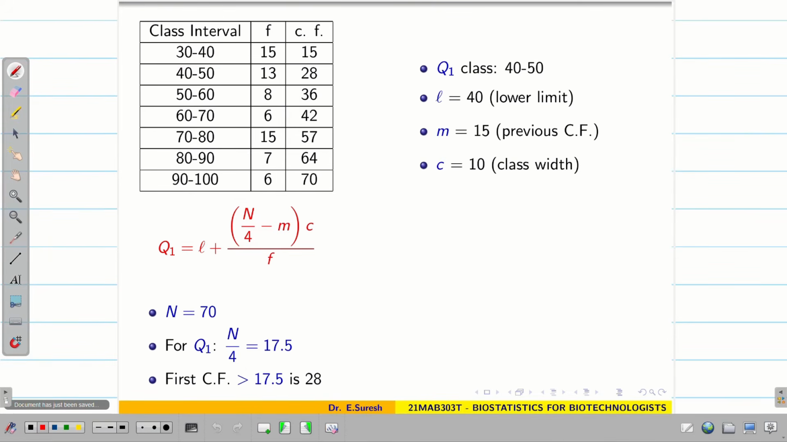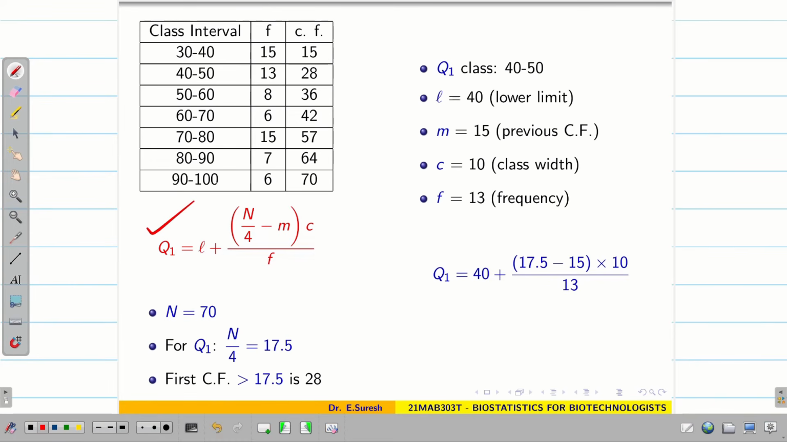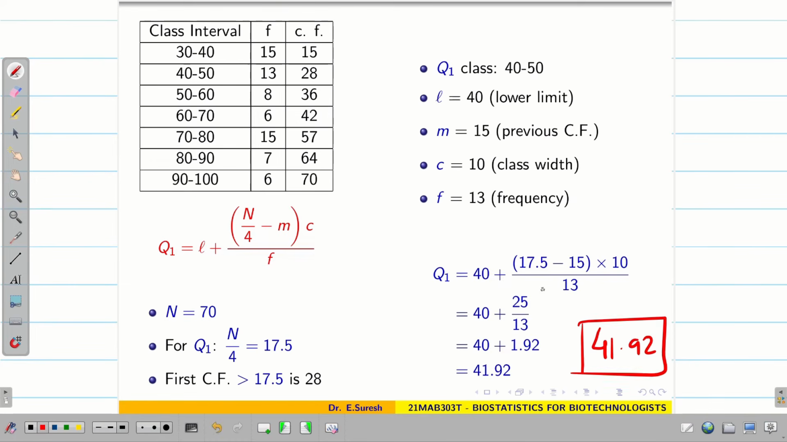And finally, I want to find the frequency. We found the first quartile class 40 to 50 and the cumulative frequency is 28. Therefore, my frequency is 13. So we found all the values. Now substitute this in the formula. Simplifying this, we get 41.92. And you don't need to give this many steps. You can use your calculator and directly write the answer. So we found Q1. This is my first quartile value.